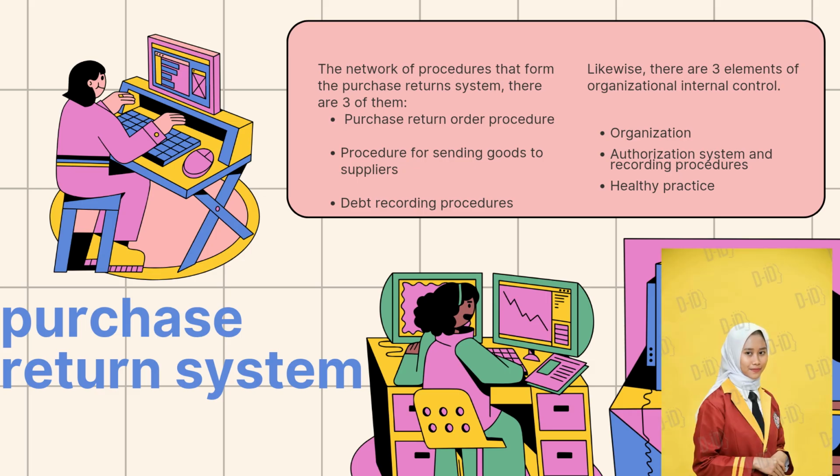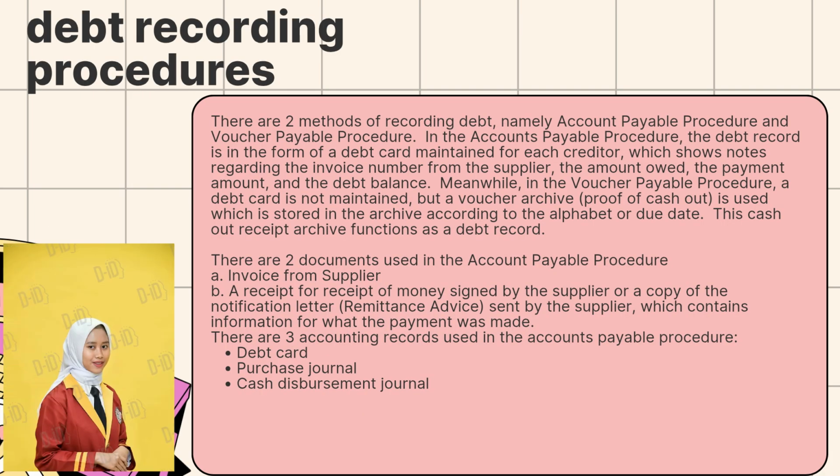Key network of procedures that form the purchase return system. There are 3 of them: purchase return order procedure, procedure for sending goods to suppliers, and debt recording procedures. Likewise, there are 3 elements of organizational internal control: organization, authorization system, and recording procedures. Healthy practice. Debt recording procedures.